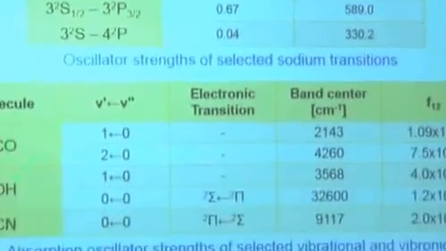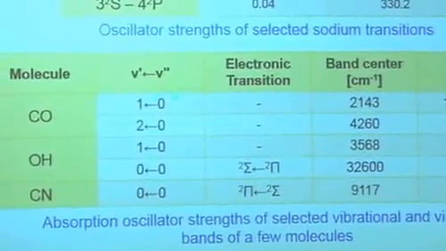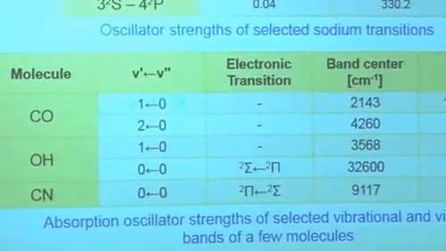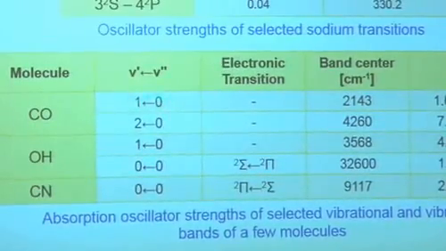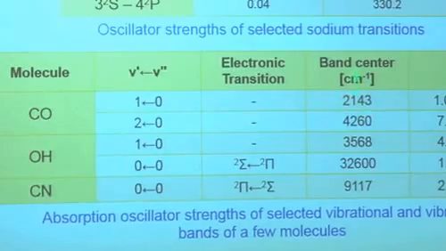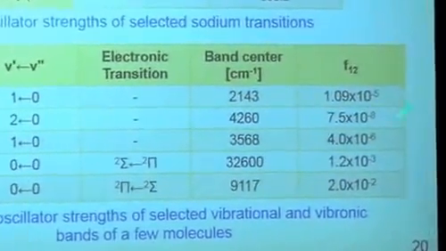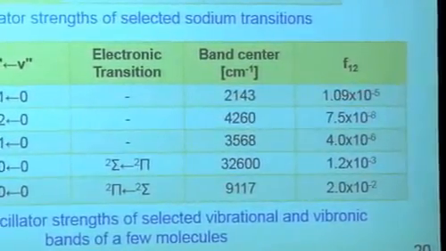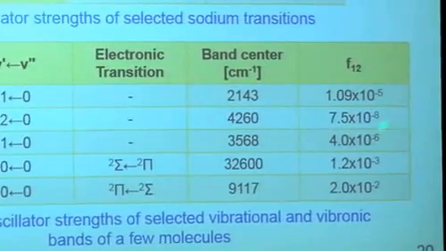Now I go to a molecule like CO. Now what's happening? This is a rovibrational transition. This is a fundamental transition. This is the first overtone. So over here are the frequencies. Look how small the oscillator strength is: 10 to the minus 5, 10 to the minus 8.